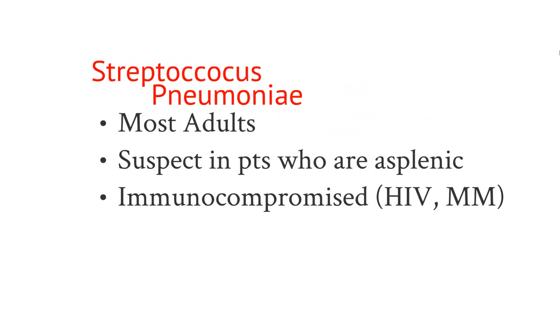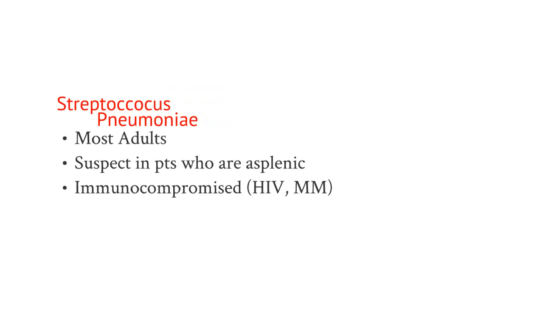So we have Streptococcus pneumoniae as one of the causes. Again, mostly seen in mid-adults. It also occurs in patients who are asplenic, so patients who have sickle cell anemia, have had autosplenectomies. They need to have pneumococcal vaccination because they're predisposed to Streptococcus pneumoniae infections. Other immunocompromised patients are also infected, so patients with HIV or patients with multiple myeloma or other cancers can also be predisposed to developing Streptococcus pneumoniae.